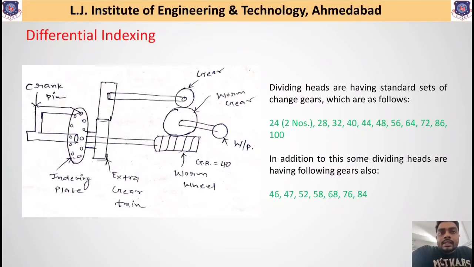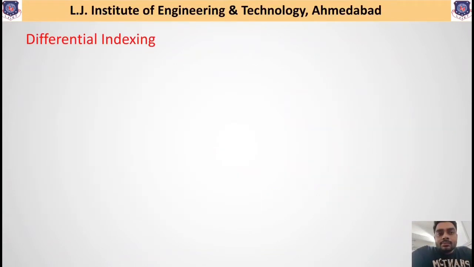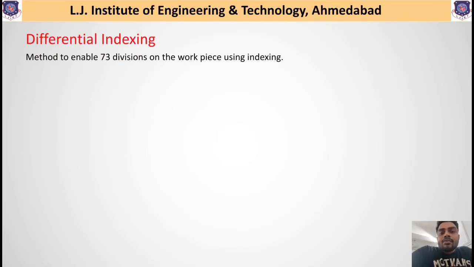Now to understand the process of this differential indexing, we will take a simple example. Suppose we want to generate 73 divisions on the workpiece using any indexing method. If you are asked this question directly and they have not mentioned any indexing method, then how will you decide which indexing method needs to be used? For that, let us simply recall all the indexing methods. The first method, direct indexing, as we know, is useful up to 24 divisions. This is more than that, so it cannot be used.